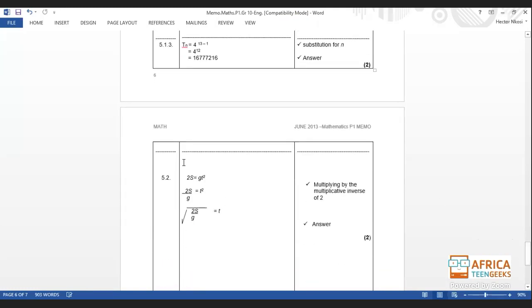So basically here, remember it was given as half. Then you must multiply by 2 throughout. Then you'll have 2s equals g t squared. Therefore, divide by g both sides, and you'll have 2s over g equals t squared. Then if you want the value of t, you must root both sides. Therefore, t equals the square root of 2s over g. So basically, you have made t the subject of the formula. Can you see how easy it is?